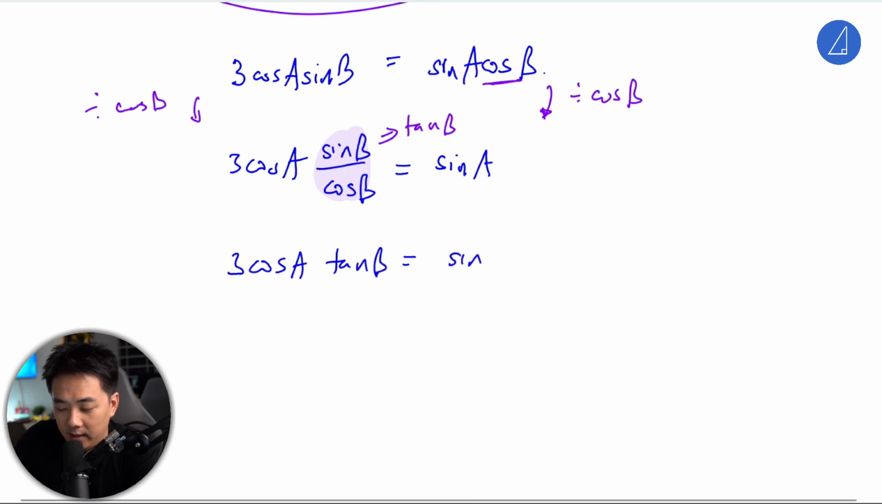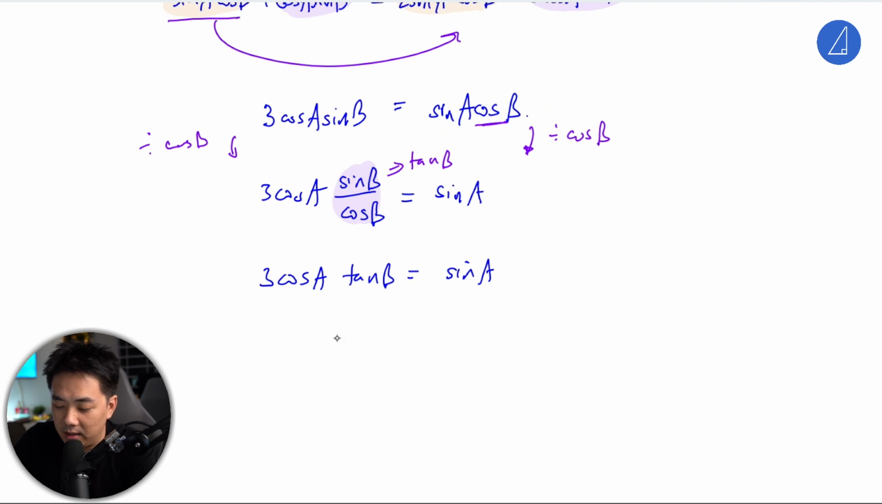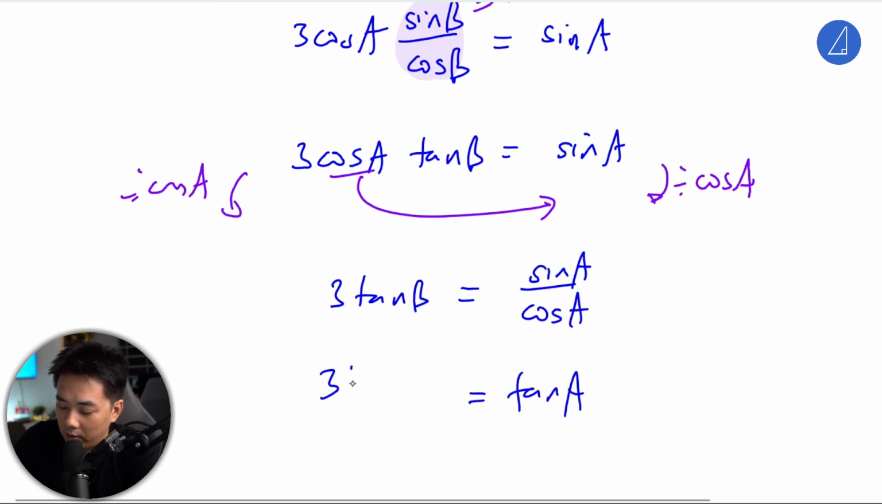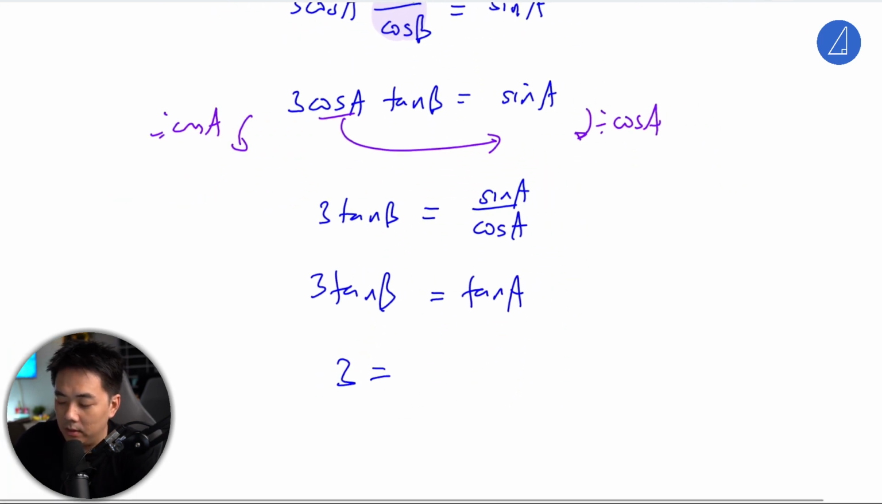Similarly, we need tangent A. Just remember, tangent A is sine A over cosine A, so this cosine A I bring over to the other side. I'm going to divide both sides by cosine A. Same thing. So this would then give us 3 tangent B equals sine A over cosine A, which is tangent A. So 3 tangent B equals tangent A.